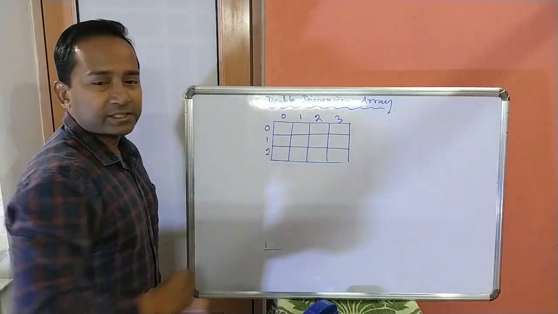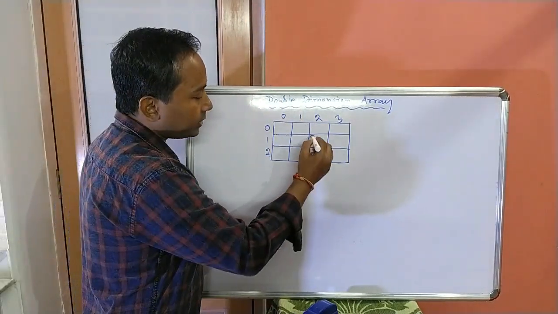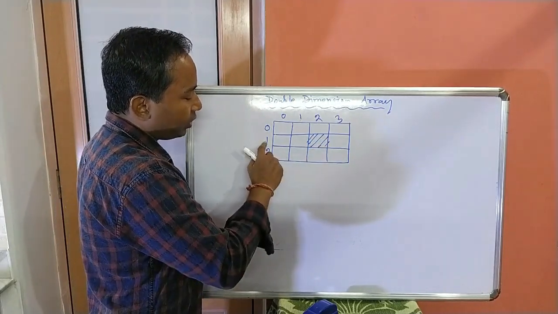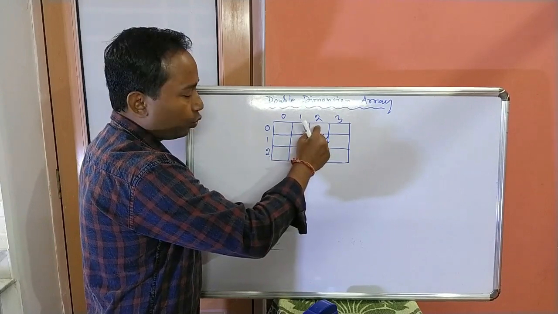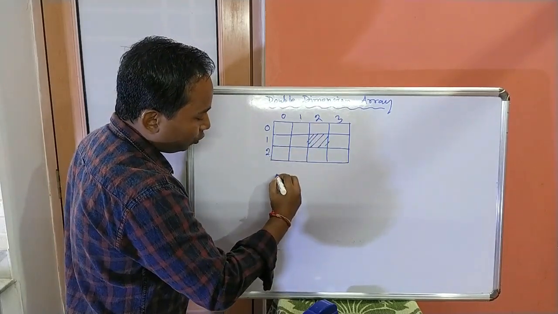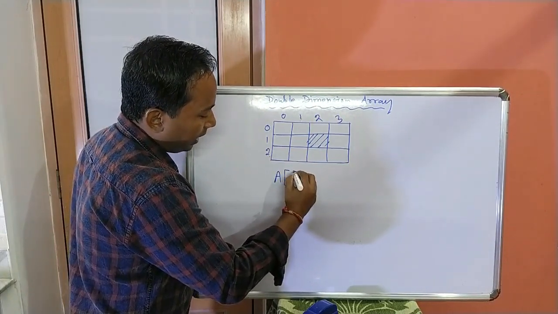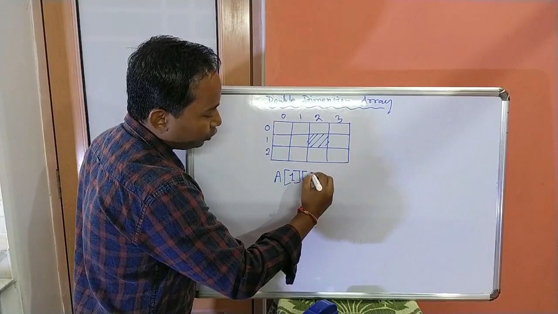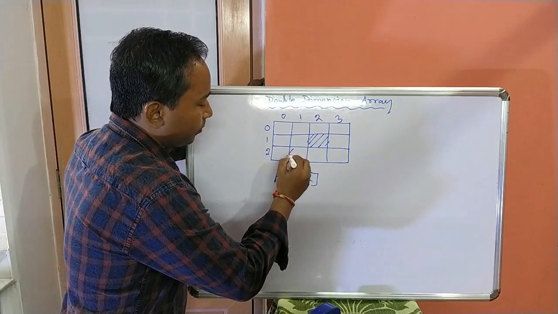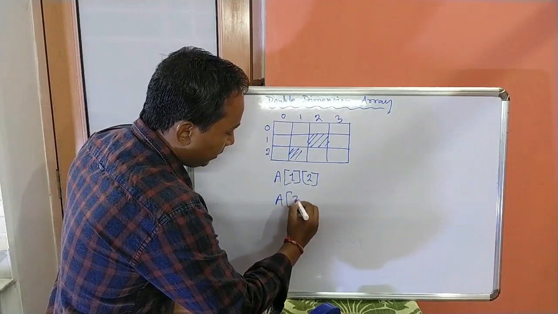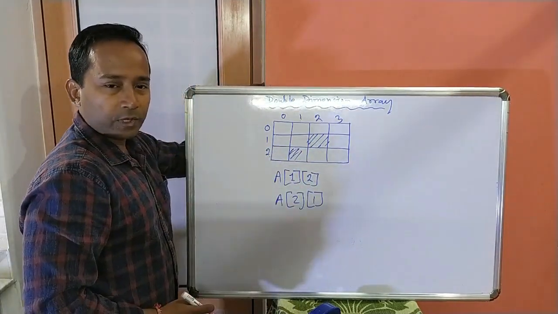Now the question is how to access these elements. Each of these elements is an intersection between one row and one column. Let's take this element. This is the intersection of second row and third column. Second row's index number is 1 and third column's index number is 2. So to access this element, you have to write the array name followed by row index in first square bracket, that is 1, and then column index in next square bracket, that is 2. So A[1][2] means this element. In the same way, to access this block, what to write? A[2][1]. Clear?